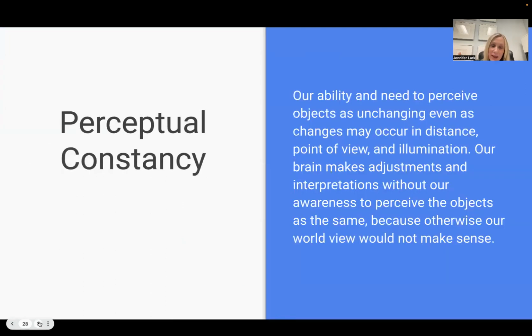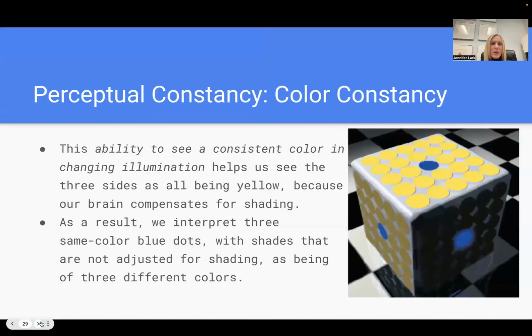Just a little bit more here. So we're going to look at perceptual constancy. The idea is that stimuli around us are constantly moving, changing shape, and all those things, but we need to be able to perceive objects as unchanging to do our lives well. And so our brains make adjustments and interpretations without our conscious awareness so that we do perceive objects as the same. Otherwise, our view of the world would not make any sense.